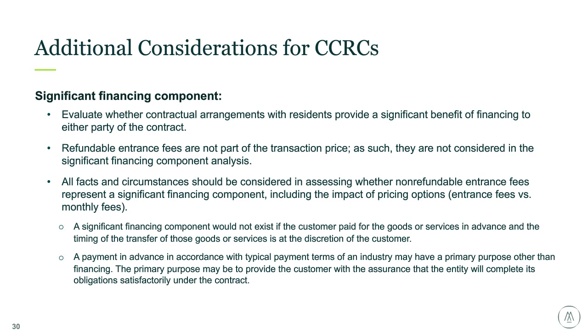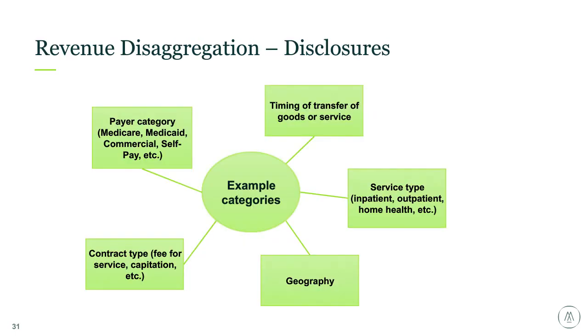In that case, no significant financing component would be factored into the transaction price, but still an important consideration to evaluate. With the new standard, there are additional disclosures required. I will just touch very briefly on one for public entities, which includes not-for-profit organizations that are conduit bond obligors.